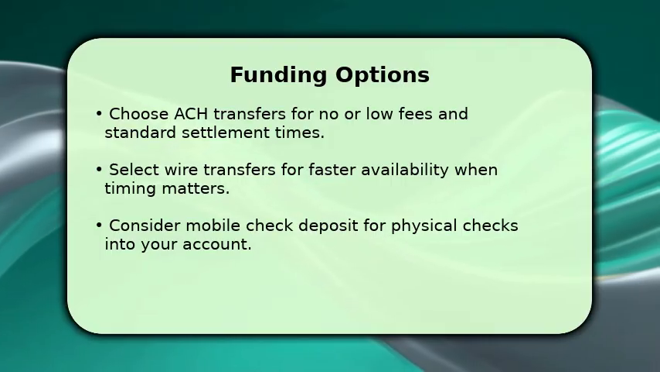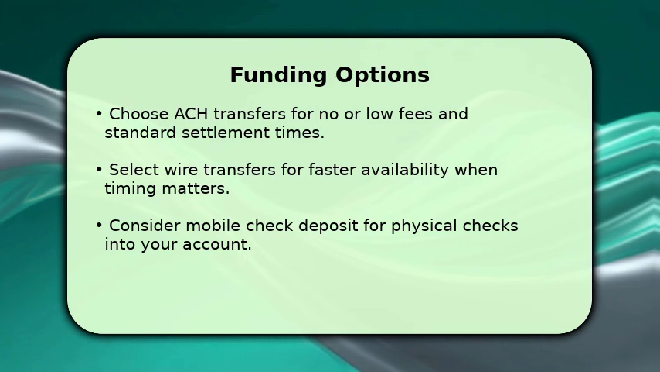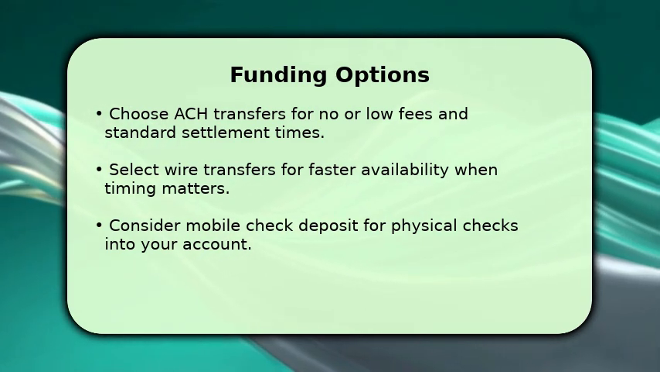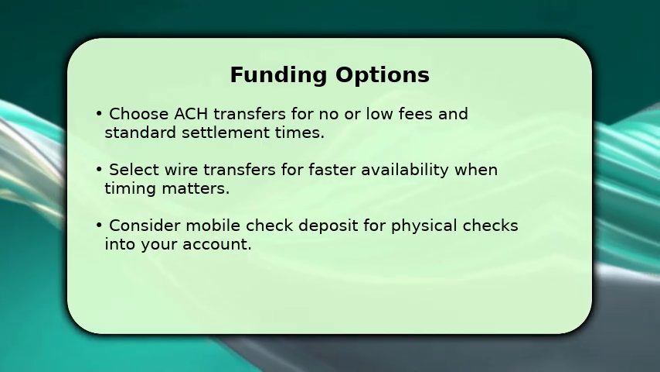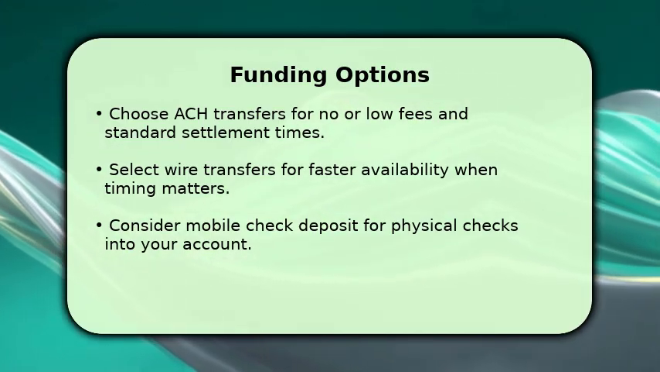Vanguard offers multiple funding methods to fit different needs and timelines. ACH bank transfers are low cost and ideal for routine investing, while wire transfers speed availability for immediate trades. Mobile deposit handles paper checks conveniently, but may take longer to clear.